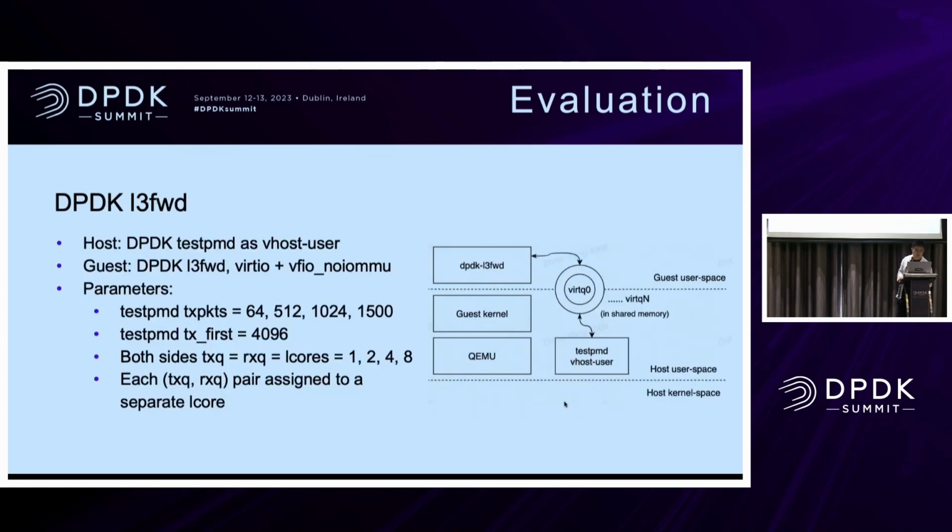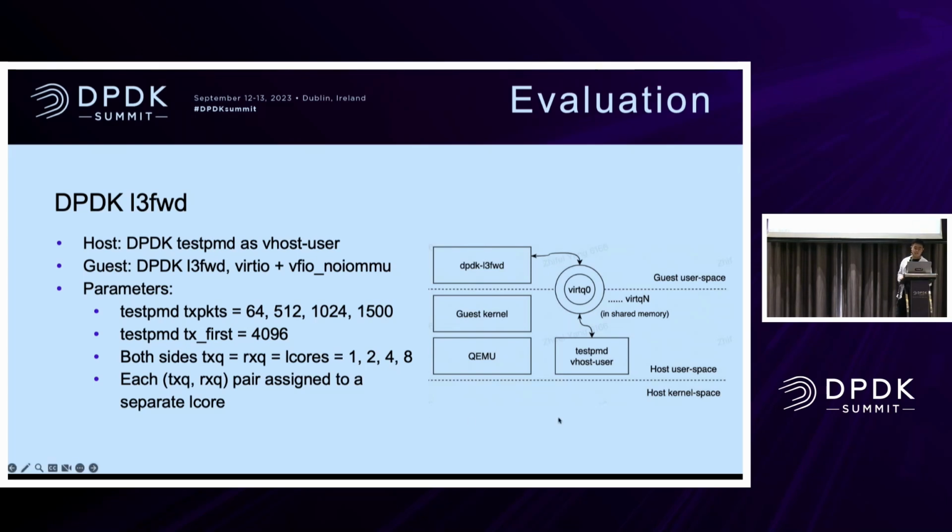Yeah. So then comes the DPDK side benchmarks. On the host side, we use DPDK testpmd as a vhost-user backend. And on the guest, we use DPDK L3 forwarding. The guest NIC is just a virtio-net PCI device passed to DPDK using VFIO no-IOMMU, because this is the only way that a CVM supports VFIO. Currently, we don't know about the future. For the parameters, we also vary the size of the packets and the number of queues and logical cores.